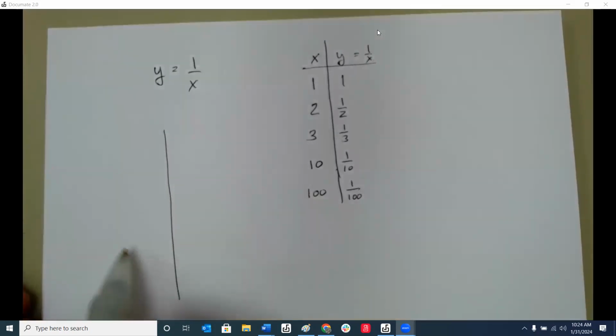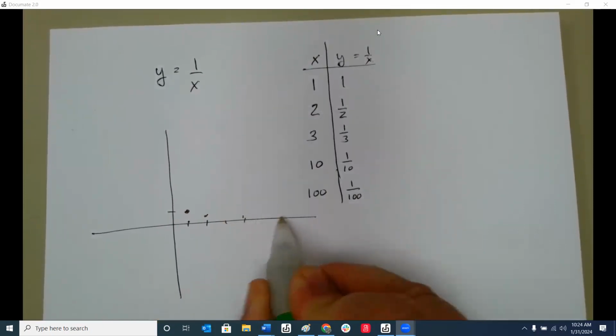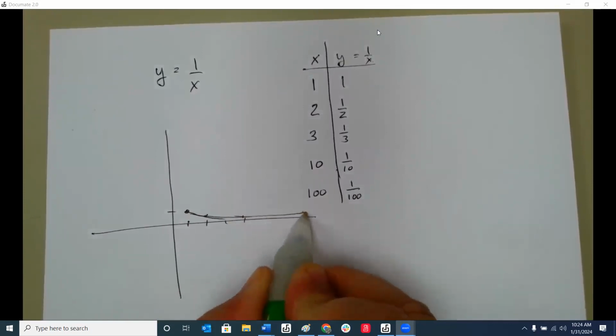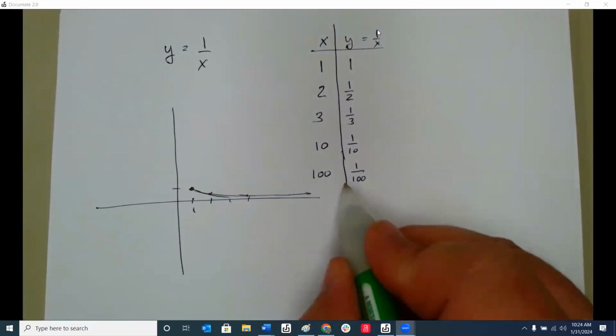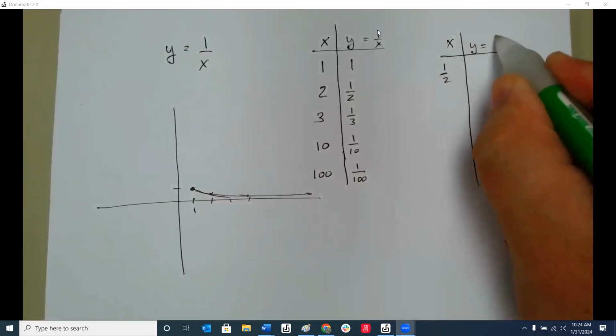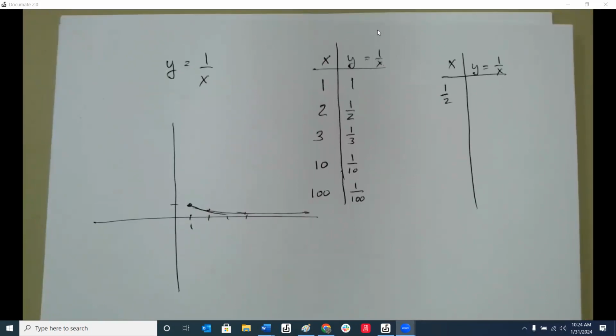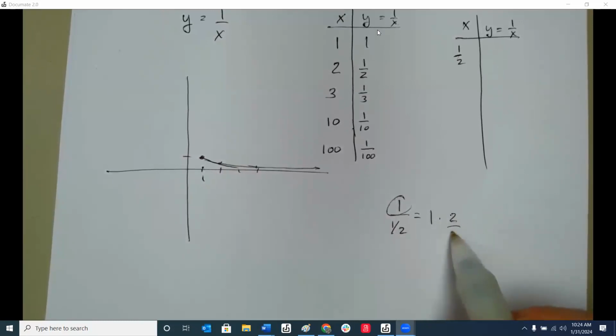Okay, so if we look at our graph here, when x is 1, when x is 2, when x is 4. So from here, it keeps on going down forever and ever. What happens between 0 and 1? Let's try 1/2. So if we had 1 over 1/2, take the top number and multiply by the flip of the bottom. We get 2 over 1, which is 2.